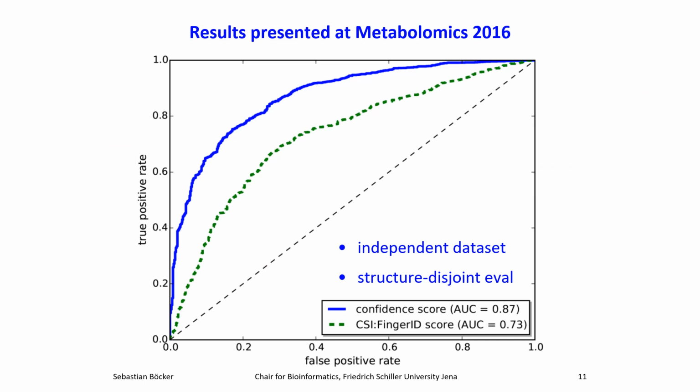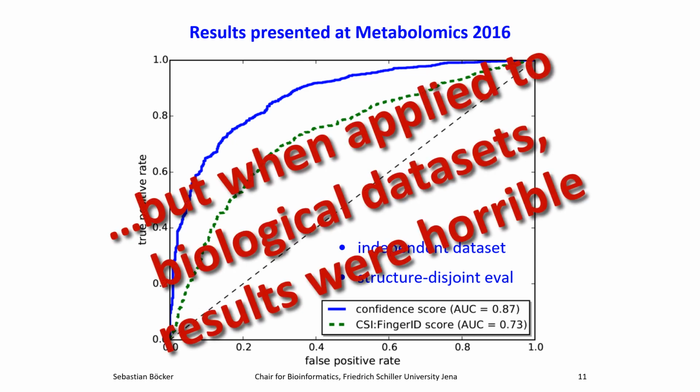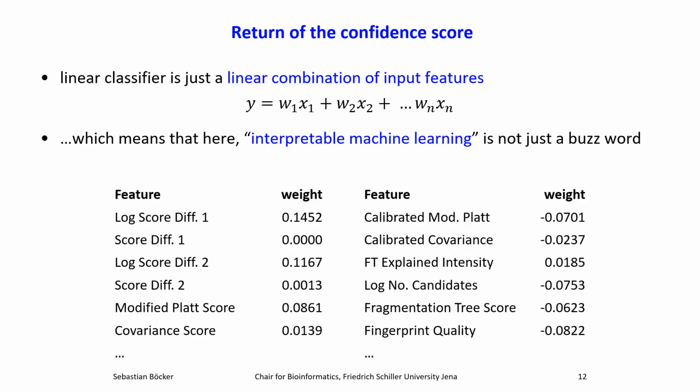We already presented this slide 2016, and then we thought we are done. And then it turned out not to be true. And when we applied it to biological data, it didn't work at all. Now, one nice thing about using a linear classifier is that it's just a linear combination of the input features, so you can really check what feature is responsible for what. And doing so, we noticed something strange.